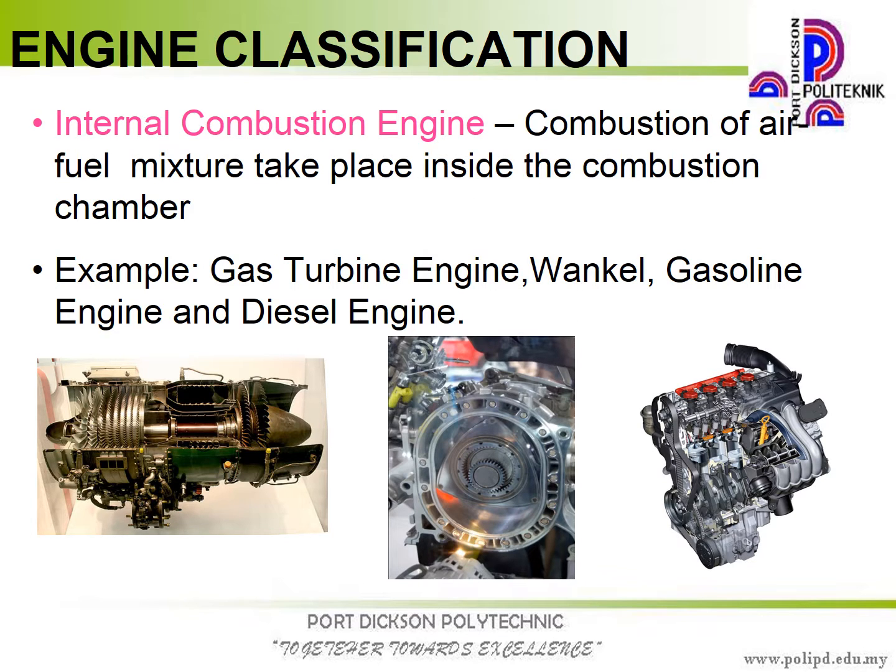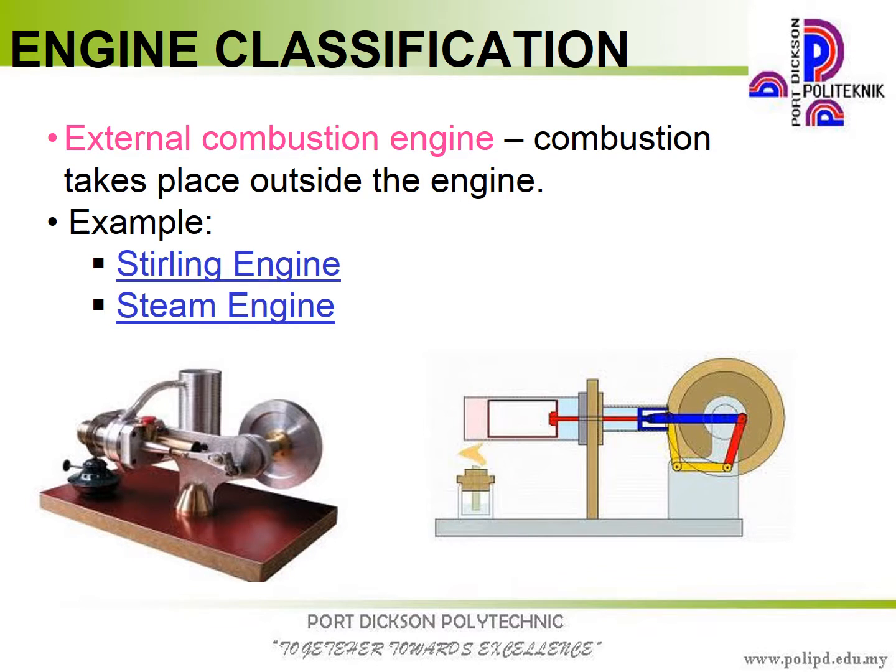Internal combustion engine is one where combustion of the air-fuel mixture takes place inside the combustion chamber. For example, gas turbine engine, Wankel, gasoline engine, and diesel engine. External combustion engine is one where combustion takes place outside the engine. For example, Stirling engine and steam engine.